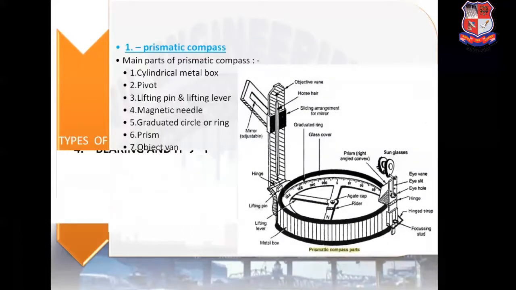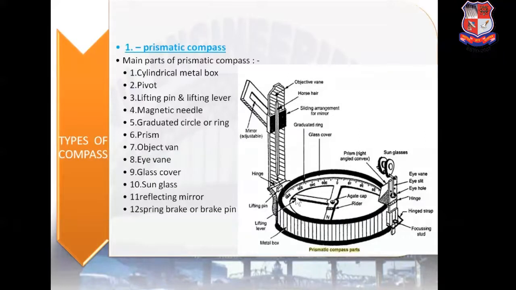So there are 12 components of prismatic compass. First one is a cylindrical metal box. In the figure you can also see this one is the cylindrical metal box. Then pivot located in the center of the prismatic compass. Lifting pin and lifting lever. Then magnetic needle. This one is the magnetic needle, graduated circle or ring. This one is a graduated circle, or it is also known as the graduated ring.